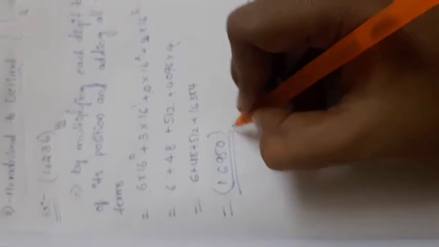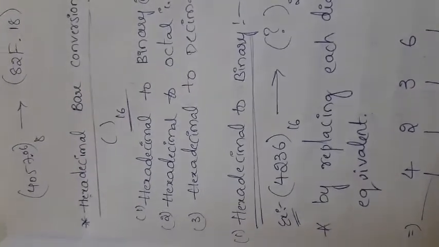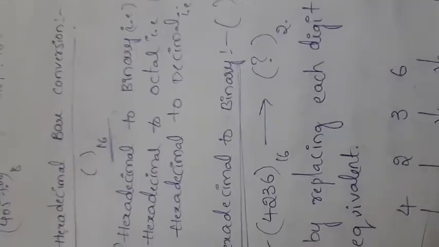So finally we'll get the result as 16950 with base 10. So this is the procedure to convert hexadecimal to decimal. The last base conversion is also completed in number base conversion, that is hexadecimal base conversion. So this is the complete topic about number base conversion. The next topic we'll go for is the complement method. Later we'll discuss that.